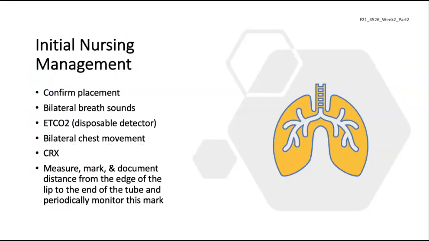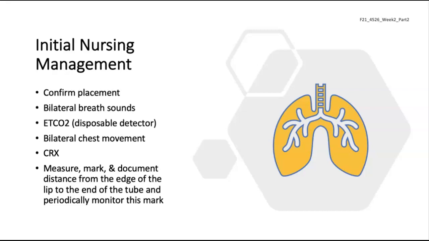So what is the initial nursing management? You're going to help confirm the placement, and every time you come on shift, you will confirm the placement. You will listen for bilateral breath sounds. The end-tidal CO2 is a disposable detector that may be left on, or may be something that you will use in the ICU setting. You'll look for bilateral chest movement. Chest x-ray will be done daily to ensure that the tube is in the right place.